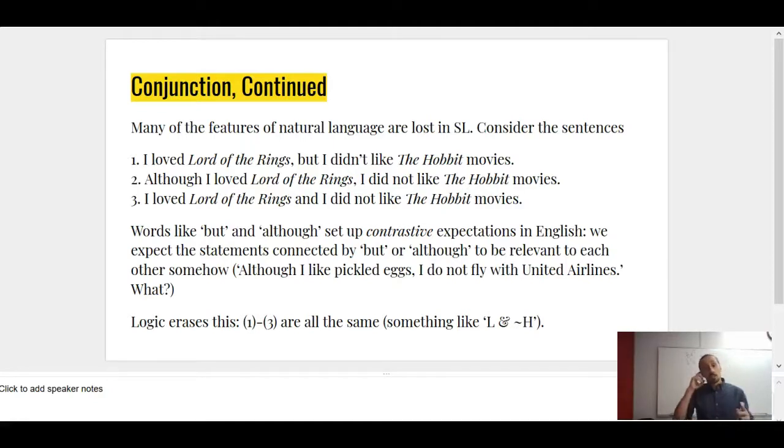So if you see two sentences and the implication is that they're going to be joined in a certain way, then just use that and operator, because there's no although operator. There's no but. Okay, so that's what I want to say about conjunction there.